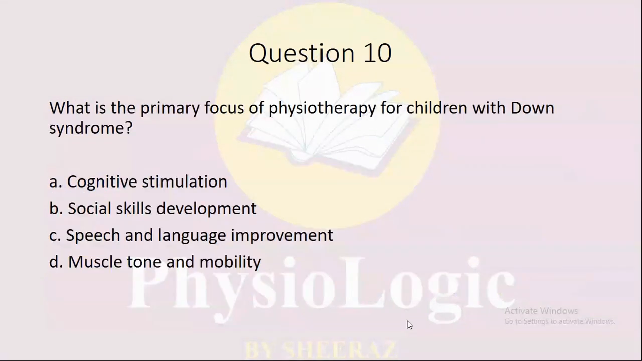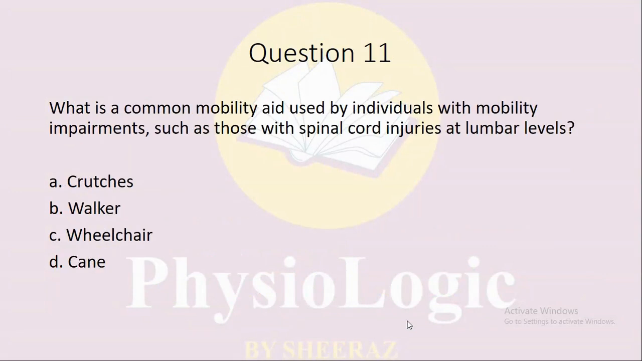Question number 10 is, what is the primary focus of physiotherapy for children with Down syndrome? Option A, cognitive stimulation. Option B, social skills development. Option C, speech and language improvement. And option D, muscle tone and mobility. And the correct option is option D, improving muscle tone and mobility.